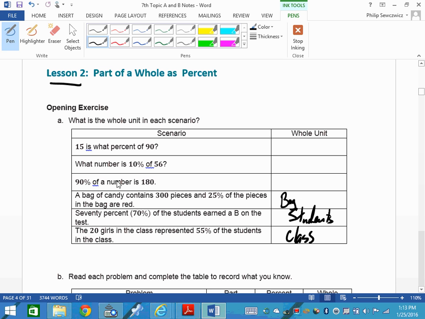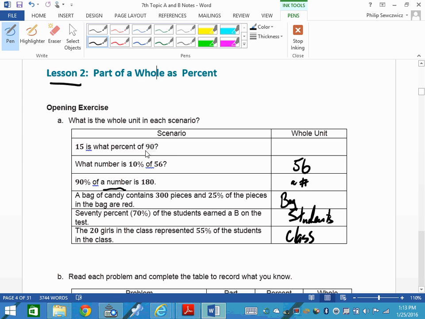When they give you just flat numbers, sometimes it's a little bit more difficult to understand. 90% of a number is 180. What is the whole amount? In this case, it is a number, because when we take 90% of this number, we're getting 180. So that's the number we're looking at here. What number is 10% of 56? We don't know the number that's 10%, but we know the 56 is the whole amount.